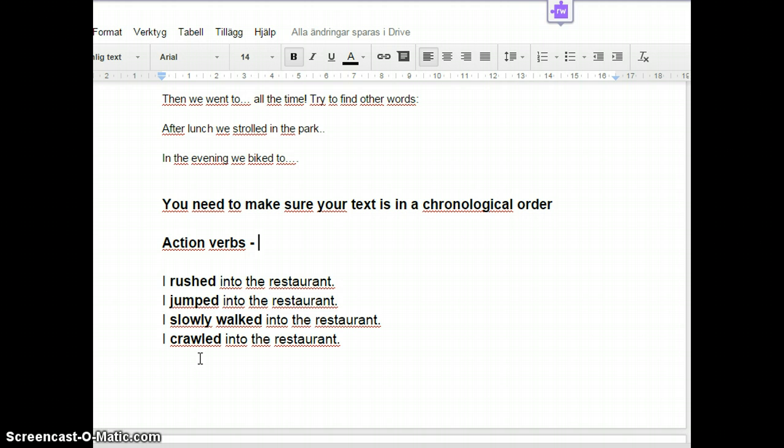So try to vary your verbs and also try to use different words to give the reader the picture in the head. I think you understand what I mean. Otherwise you have to come and ask me, right?